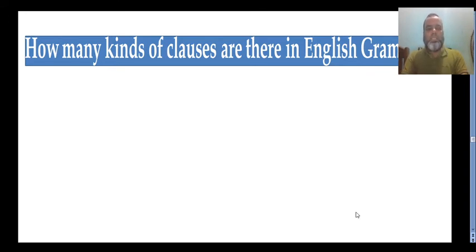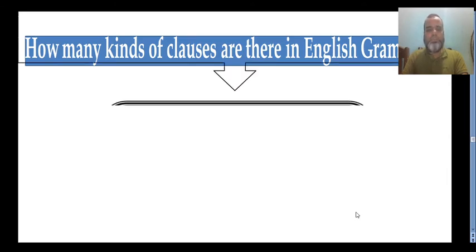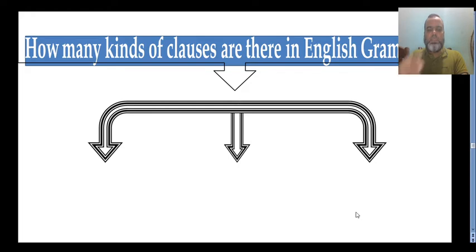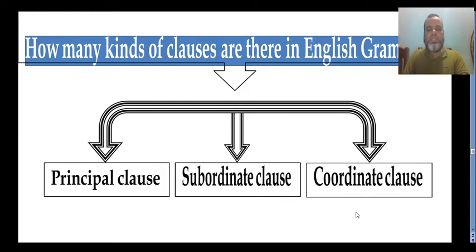Now, let us discuss the classification of clause. How many kinds of clauses are there in English grammar? There is an arrow here. That means there are three kinds of clauses here. First of all is principal clause or independent clause. Second one is subordinate clause or dependent clause. Third one is coordinate clause.